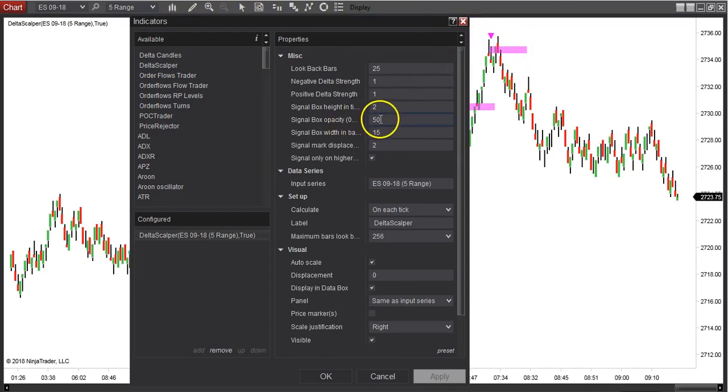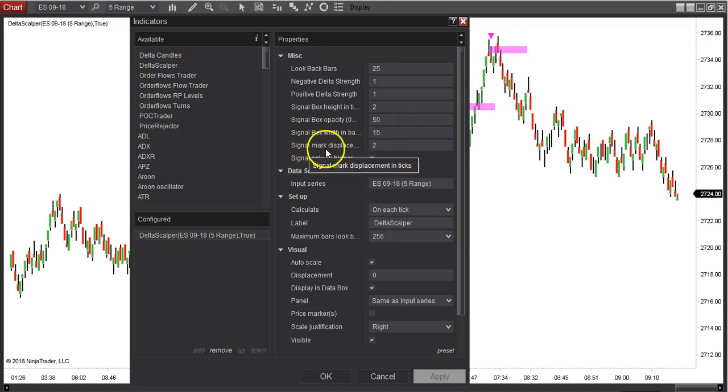Signal box opacity depends on how dark you want it. I think the default is set to 20. Sometimes, depending on what background you set your chart to, you may want it a little bit darker, you may want it a little bit lighter. If you use a white background, you may want it a little bit darker. Signal box width is how far you want this box to draw out. That's really important if you like to play pullbacks, right? You want to know within a certain amount of bars if you're going to get a pullback, or if you're playing it as support or resistance.